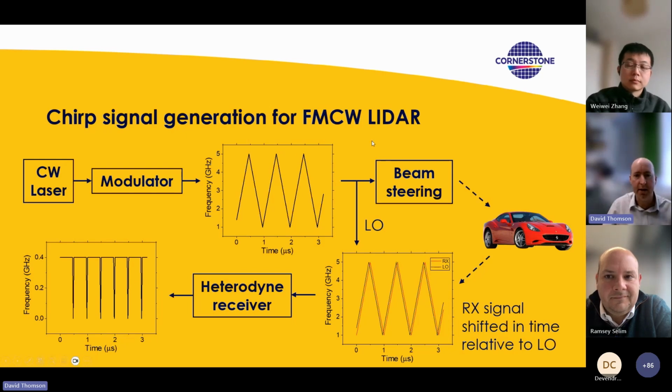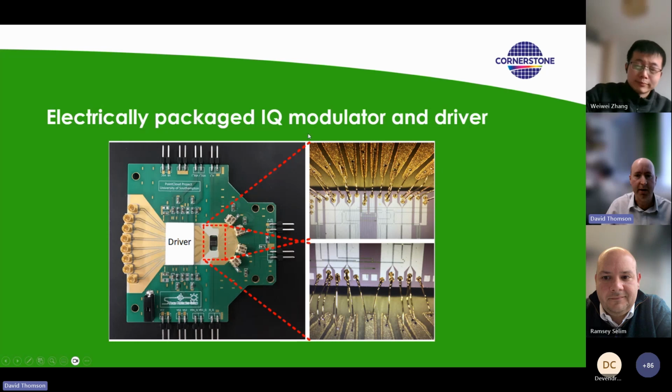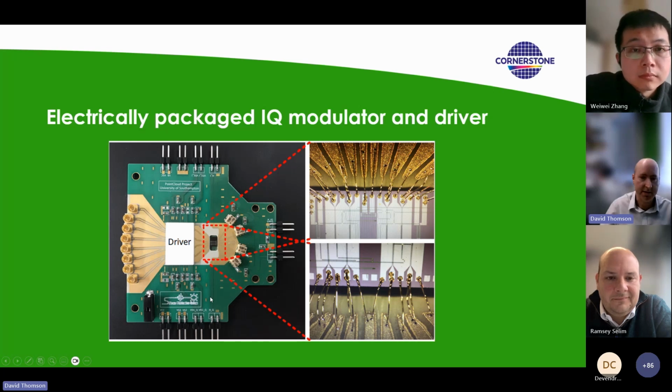So what have we done using the MPW components within the system? We produce for LiDAR an electrically packaged IQ modulator and driver. This is a commercial driver this time, flip bonded onto a PCB. And then we have one of our photonic chips made with the MPW process, and that's gold wire bonded onto the PCB. They use this at Point Cloud to generate that chirp signal to feed into the rest of their system.